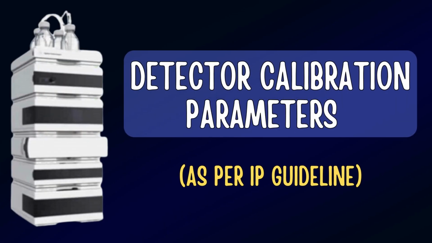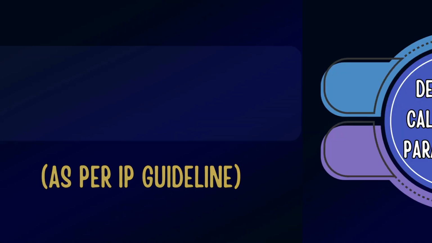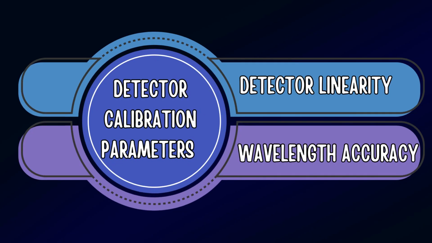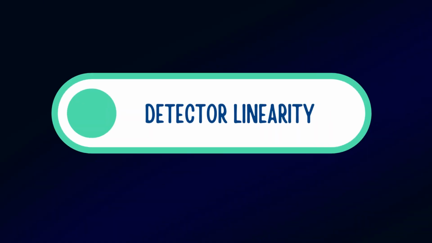In this video, we will discuss detector calibration parameters as per IP guideline. For calibration of detector, the parameters are detector linearity and wavelength accuracy. For both these detector calibration parameters, the chromatographic conditions and mobile phase are same. So, first we will understand how to perform detector linearity.